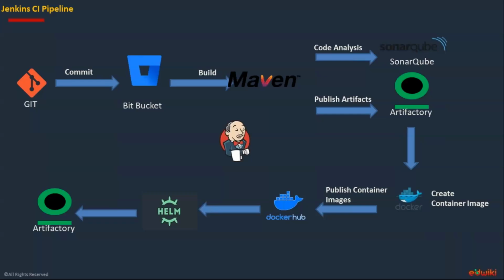Now Jenkins will clone the Bitbucket repository, Jenkins will run the Maven command, Jenkins will push to Sonar, Jenkins will ensure that the artifact is published into the artifactory. Jenkins will ensure that the Docker images are created, ensure that the Helm charts are created and published to the artifactory. All these will now be done by the Jenkins software for you.